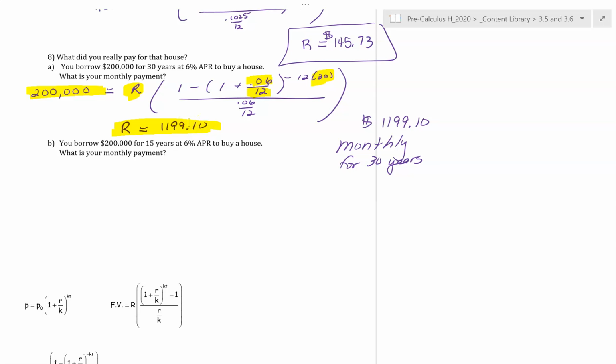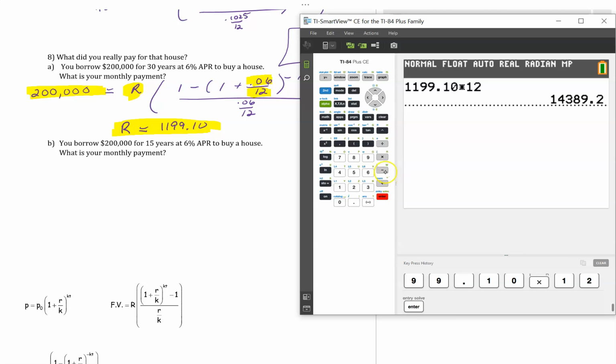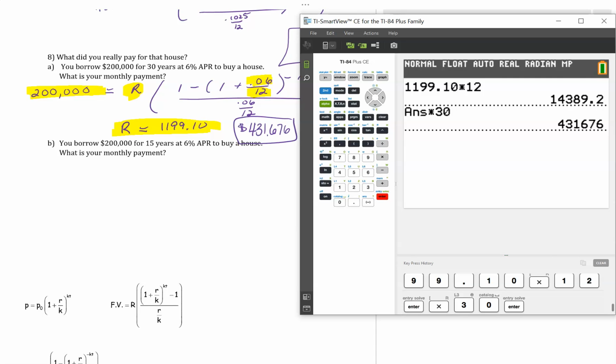So what we're going to do now is figure out how much did you really write a check for? What did you actually take out of your pocket and hand to the bank? So go ahead and grab your calculator. $1,199.10 monthly for 30 years. So you really paid $431,676. So $431,676 on a $200,000 loan, that sure seems like a lot of money, right, that you have to pay back. But again, you are paying interest on that loan. You are holding on to their money for 30 years.